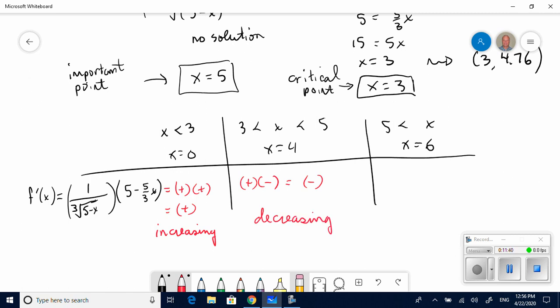And then when x is greater than 5, for a value of x equals 6, I've got a negative. A radical expression is a negative, and I've got a negative in here, and a negative times a negative is positive, and that would mean it's an increasing interval here. So I'm going from increasing to decreasing to increasing again.